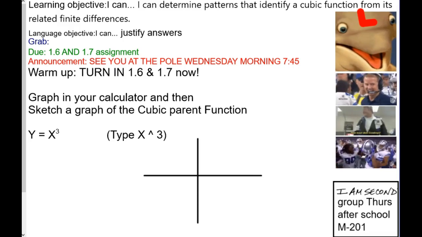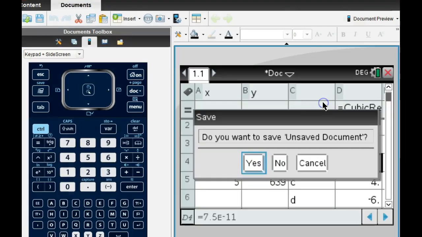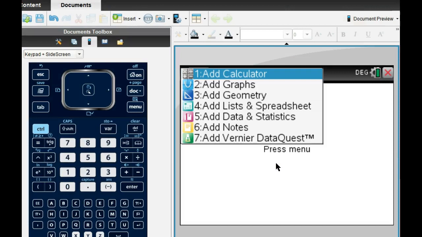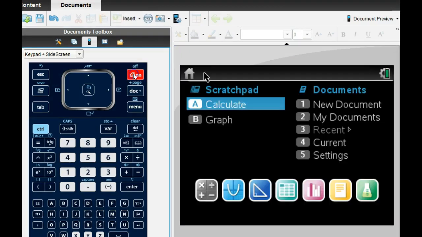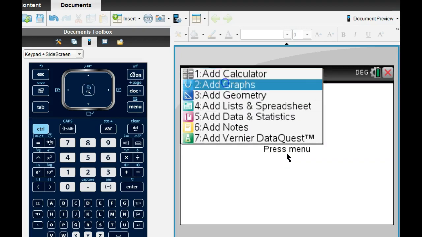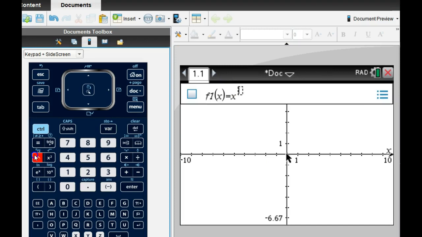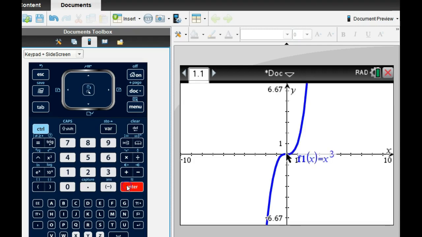Now, 1.8, we're going to start talking about this new function. And that's the one I asked you to graph: x to the third power. So you should have gone in here, and you go to graph. You go to new document. You go to graphs. X to the third power. So that's x caret 3. Okay? So, what does that look like?